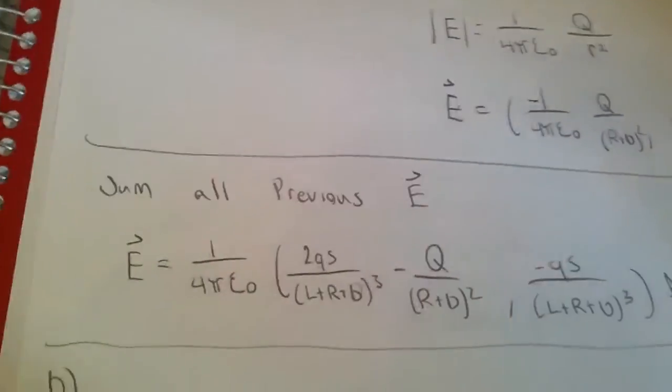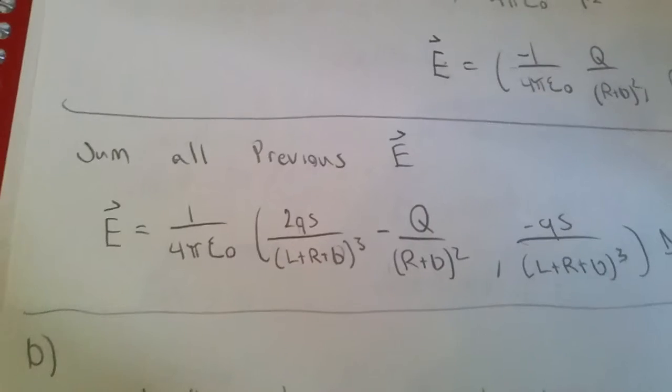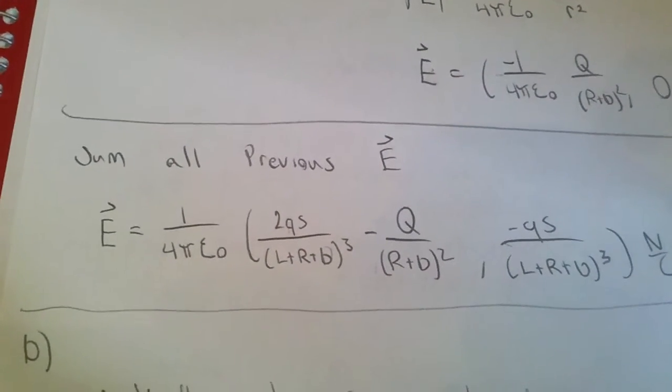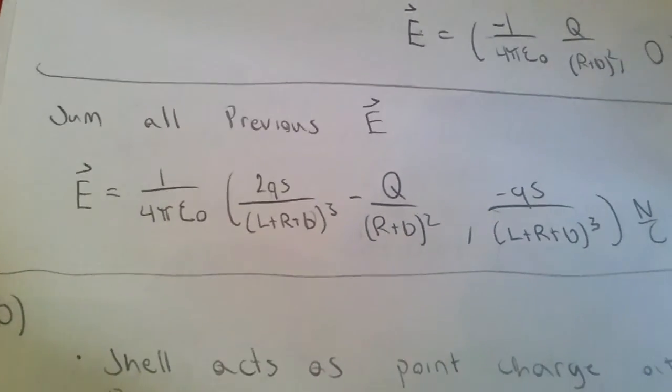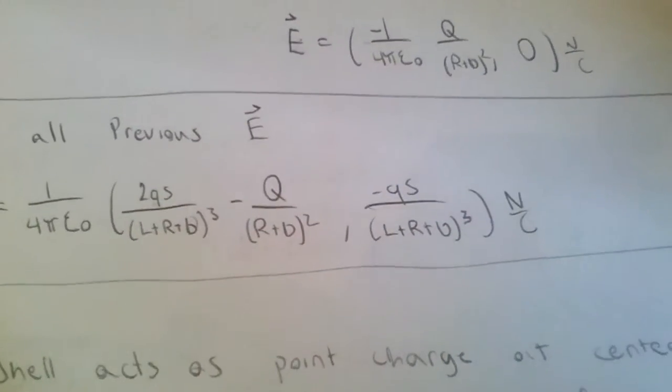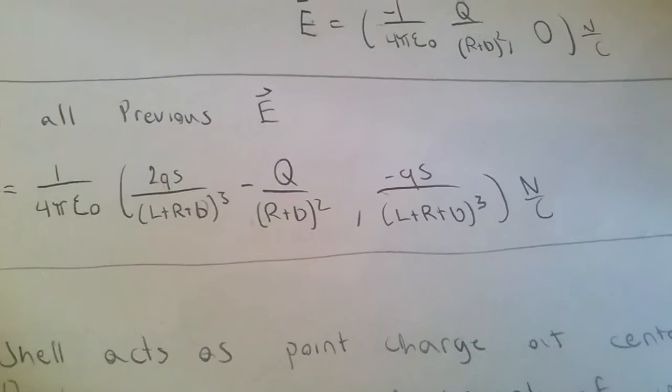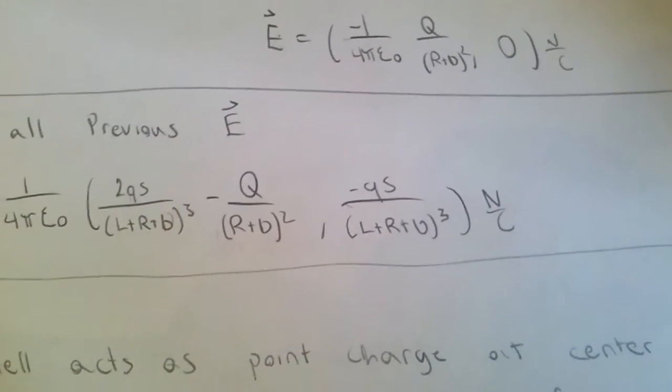The next and final step of this part of the problem is to sum all of the previous electric fields. So I factored out 1 over 4 pi epsilon naught from each one, and then using the directions I added all of the electric fields, and this is what you're left with, and it's in newtons per coulomb.